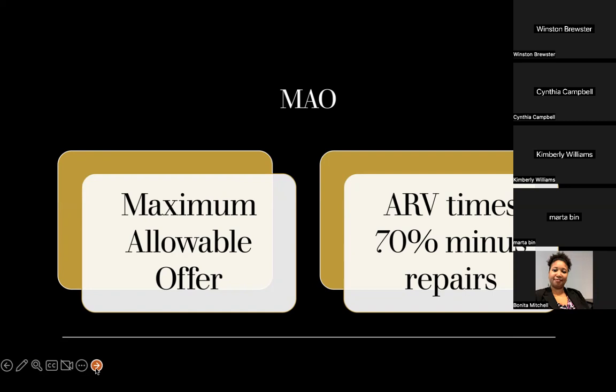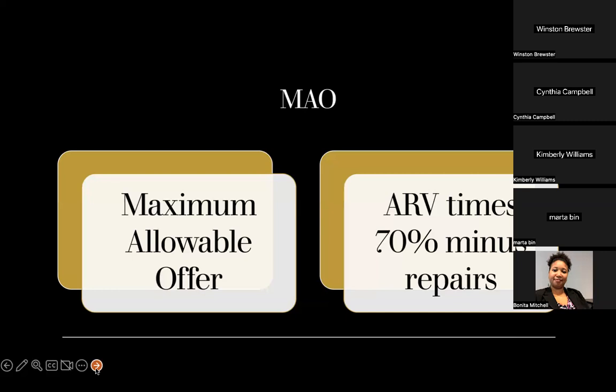If you are a wholesaler, let's just make up some numbers. Let's say we have a property where the ARV is worth $200,000. It is being offered for sale for $100,000 and you know it needs $20,000 in repairs. At $200,000 ARV, you take that times 70%, and that's $140,000. You subtract $20,000 for repairs, and your maximum allowable offer is $120,000. So if it's being offered for $100,000, that's a good deal. You can offer that.